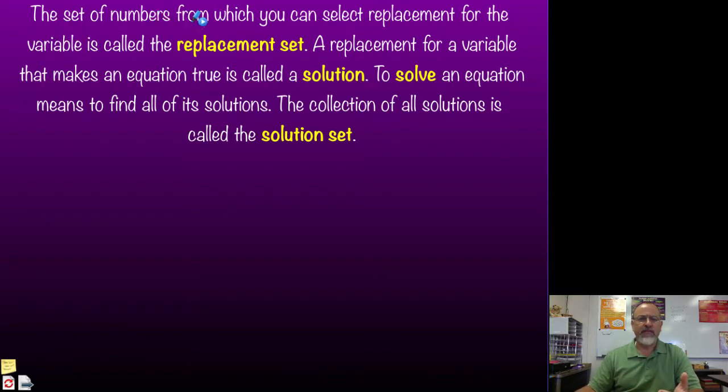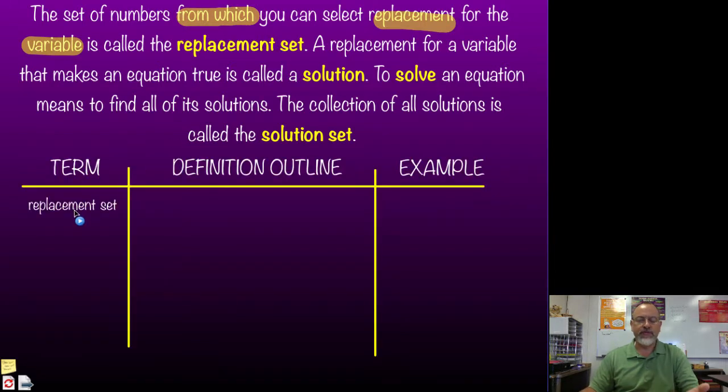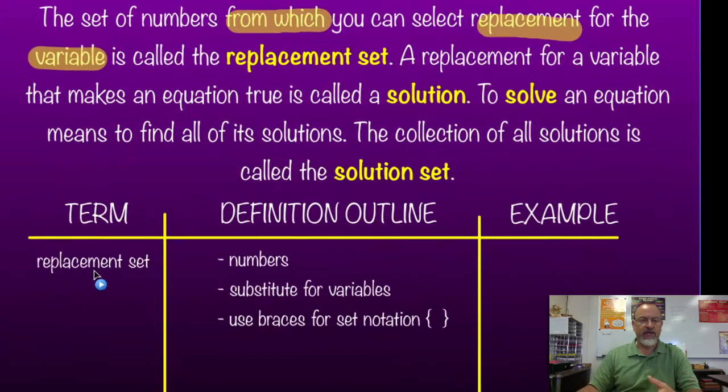It says that the set of numbers from which you can select replacements for the variable is called the replacement set. Okay, so when you're looking at what numbers you want to substitute into a variable in an open sentence, the numbers that you can put into that particular expression is called the replacement set. So a replacement set are some numbers which we're going to substitute in for variables, and we use braces. These are called set notation. So whenever you see braces, that's a set notation. And a set is just a collection of certain items. If you have a set of things that you collect, you have a certain group of items. All right. So the numbers which we're going to substitute into the open sentence is going to be our replacement set. So if we have the numbers 2, 6, 8, that's the replacement set.